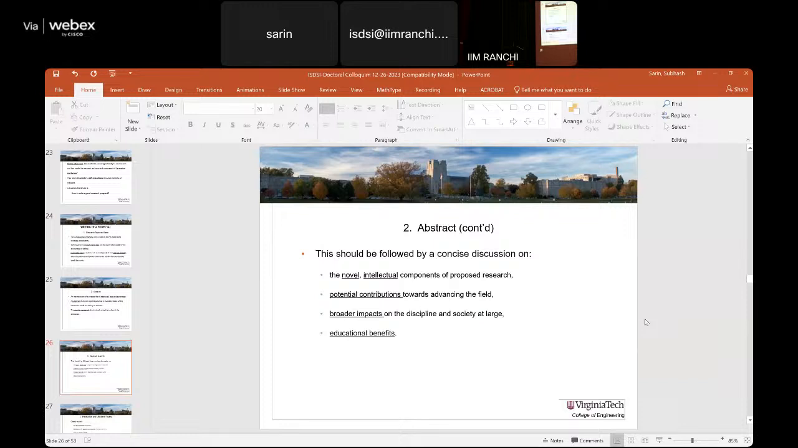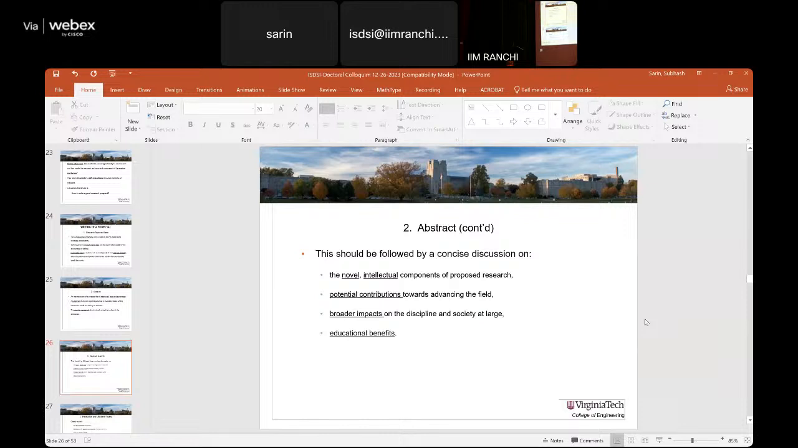Even though you may be proposing something in basic research, show how important it could be when it's developed and applied to different fields. That's also very important for people to get convinced that this is the kind of research they want to support. So broader impacts is very important, and that should be included in the abstract as well, along with some educational benefits. All of these things should constitute the abstract, which is written for about 1 page, a page and a half.